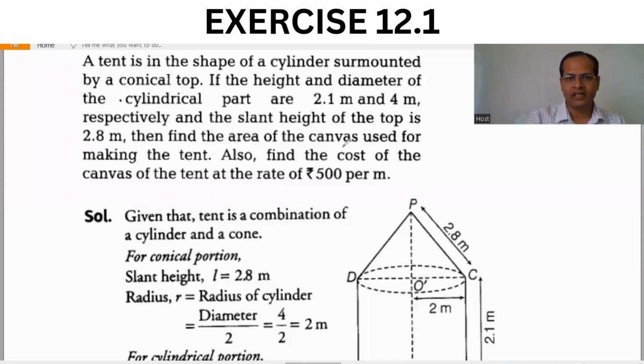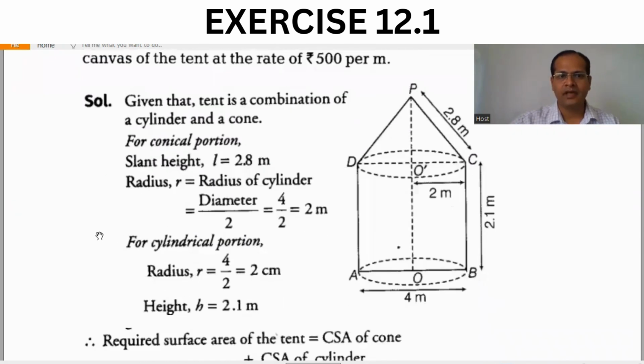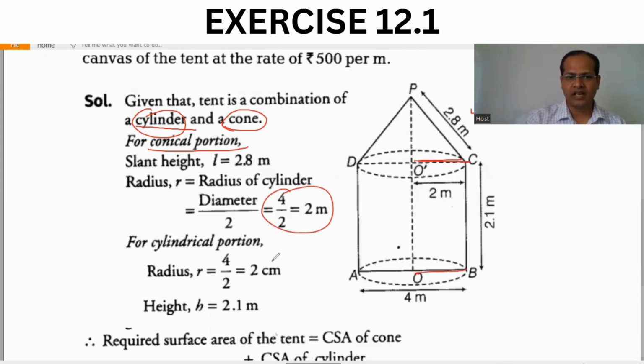Find the area of the canvas used for making the tent, and the cost of the canvas at the rate of 500 per meter. According to the diagram, the tent is a combination of a cylinder and a cone. First, we have to find the values for the different structures. For the conical portion, the slant height is 2.8 and the radius is 2 meter. For the cylindrical portion, the radius is 2 meter and the height is 2.1 meter.